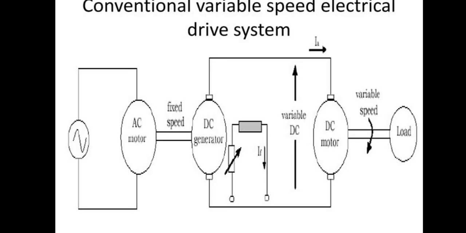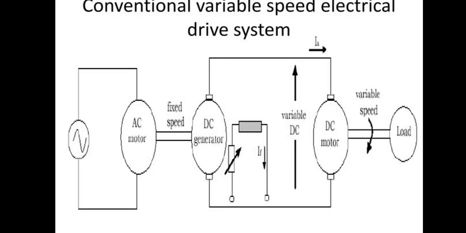The basic principle of this conventional system is that AC power is converted into mechanical power, that mechanical power is converted into DC power, and then that DC power is converted again into mechanical power. The system consists of an AC motor, a DC generator and a DC motor. The DC generator's output voltage is varied by adjusting the field excitation of the generator, which in turn controls the speed of the DC motor driving the load.